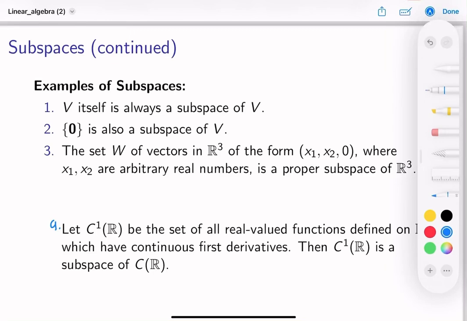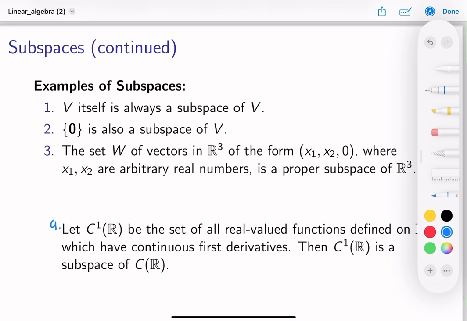Hello and welcome to a new video in a course on linear algebra. In the previous video, we defined the notion of subspaces, and we gave two equivalent definitions and proved the equivalency of the definitions. However, we ran out of time and we haven't had the chance to give some examples.